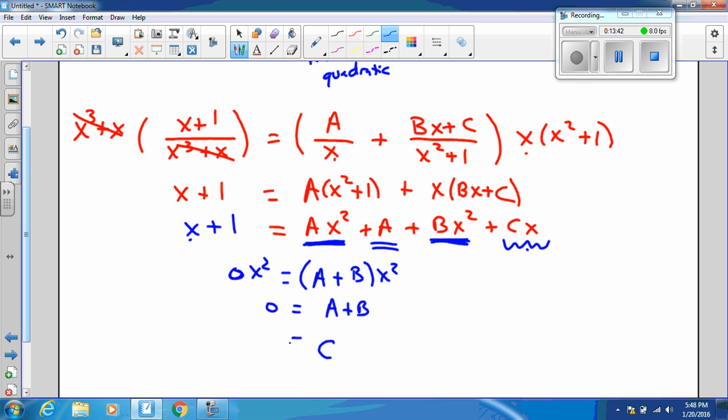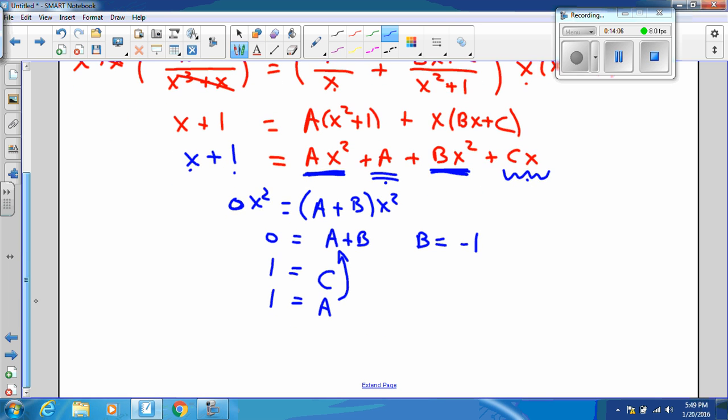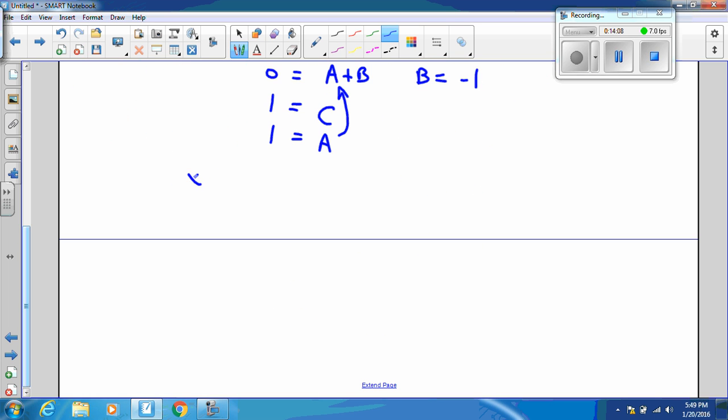And on the left-hand side, the coefficient of x is 1. On the right-hand side, the coefficient of x is c. And so that means that immediately c is equal to 1. And on the left-hand side, the constant term is 1. And on the right-hand side, the constant term is a. And so therefore, a is equal to 1. And since a is equal to 1, it doesn't take too much figuring to discover that b is equal to negative 1. And lo and behold, I have my partial fraction coefficients.